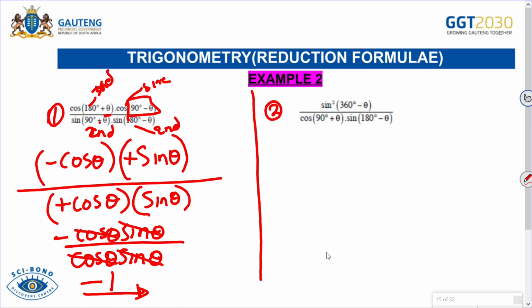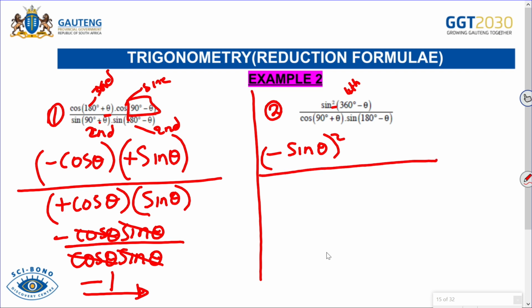So in example 2, you are given sine squared of 360 degrees minus theta, all over cos of 90 degrees plus theta times sine of 180 degrees minus theta, right? So 360 minus theta is in the fourth quadrant, and in the fourth quadrant, sine is going to be negative, right? So you say negative sine theta. Then that squared, you still need to put it there.